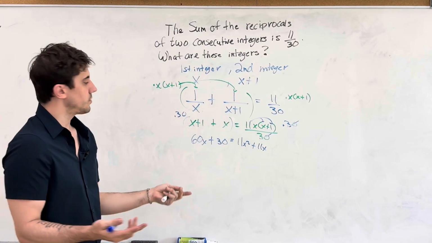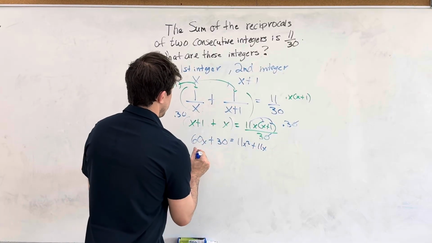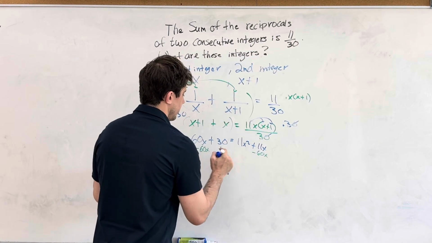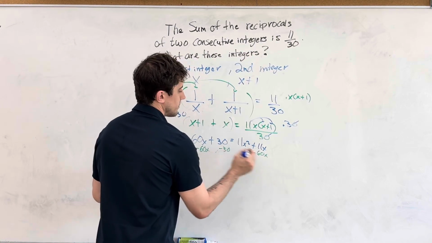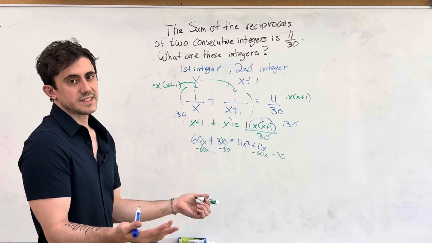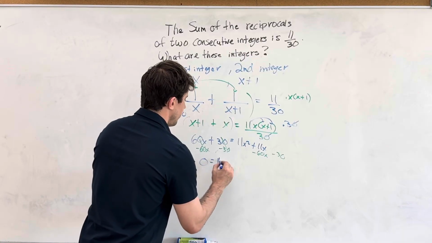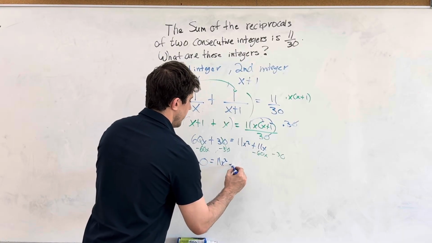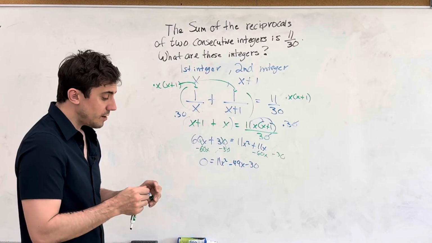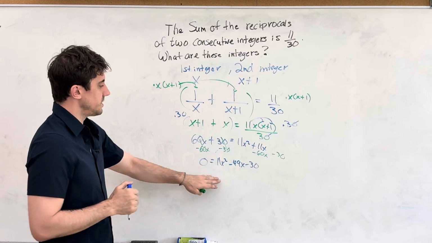And now we have a quadratic equation. Let's move everything onto one side. So I'll subtract 60x from both sides, like so. And then, I'll subtract 30 from both sides, setting one side equal to 0, the same way we always do. So we have 0 is equal to 11x squared minus 49x minus 30. And now we can use the quadratic formula, or if we're able to, we could use decomposition.